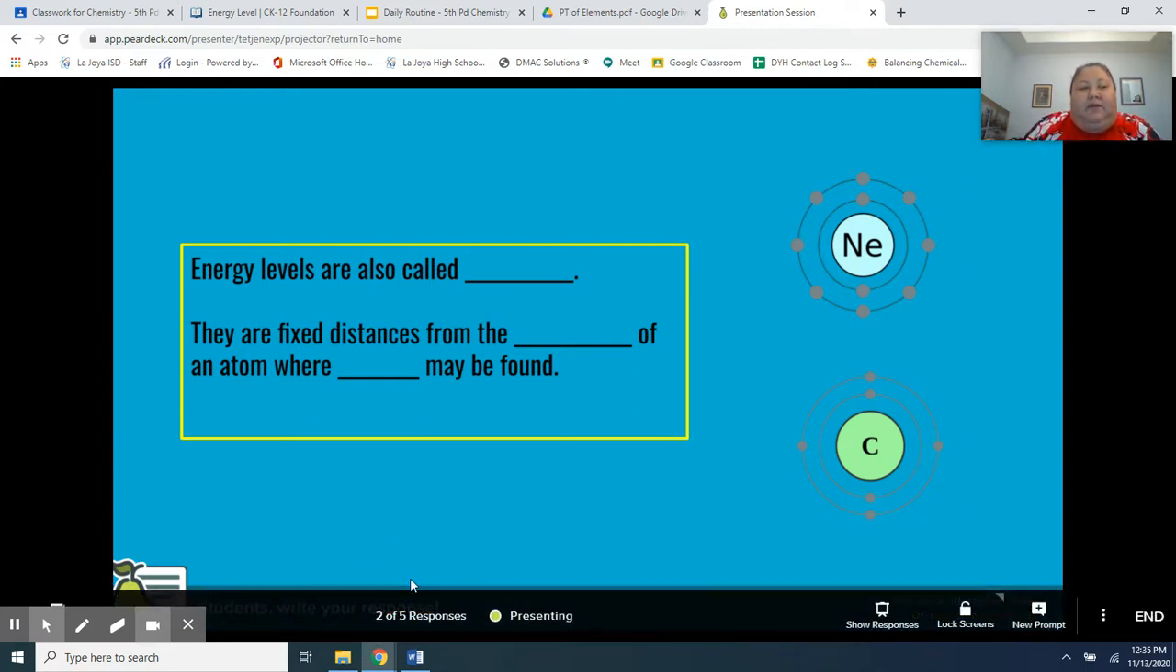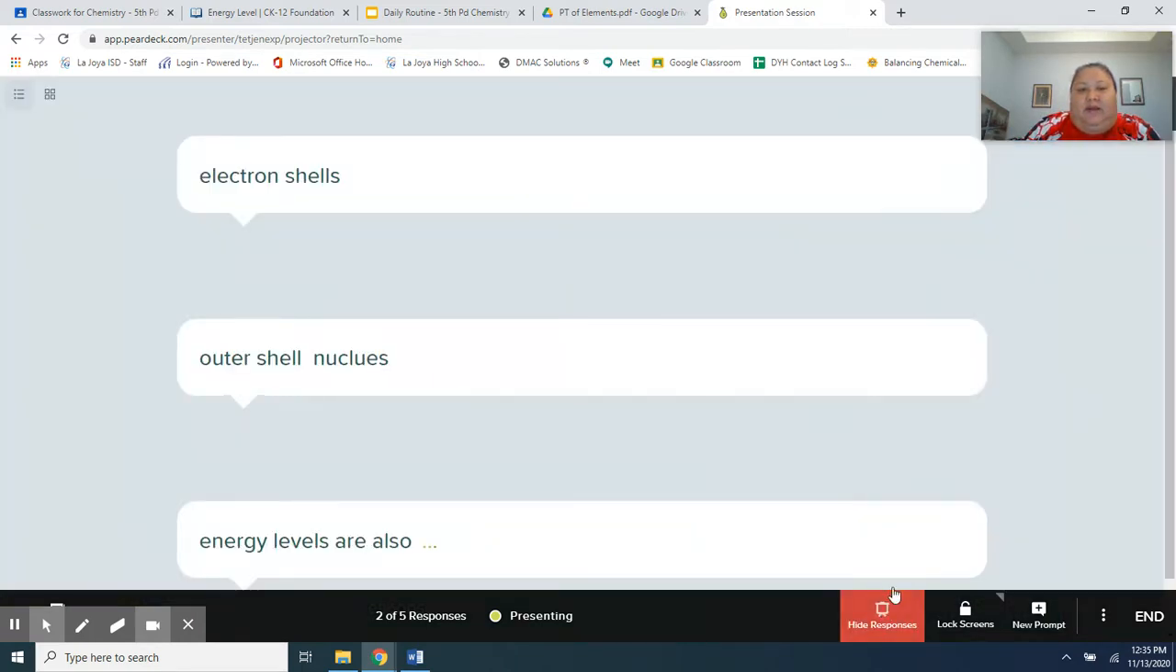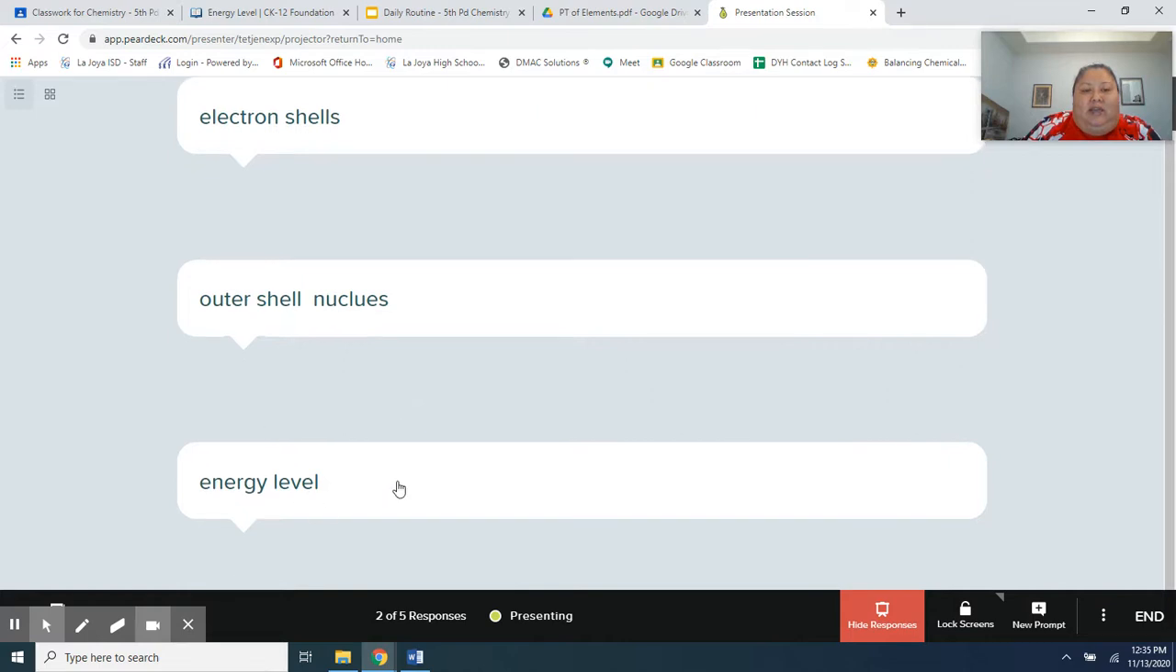2 out of 5 people have responded. Let's check out their answers. Maybe they're still typing, maybe they're not. Okay, 1 person said electron shells. Good. Somebody else said outer shell and then nucleus. Okay, nucleus, yes, that's one answer. Electron shells is another answer. And nobody has figured out that last one.